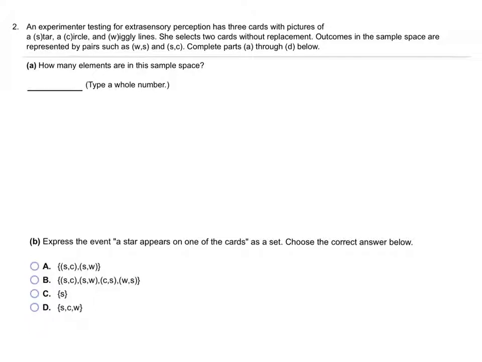An experimenter testing for extrasensory perception has 3 cards with pictures of a star, a circle, and wiggly lines. She selects 2 cards without replacement. Outcomes in the sample space are represented by pairs such as WS and SC. Complete parts A through D below.